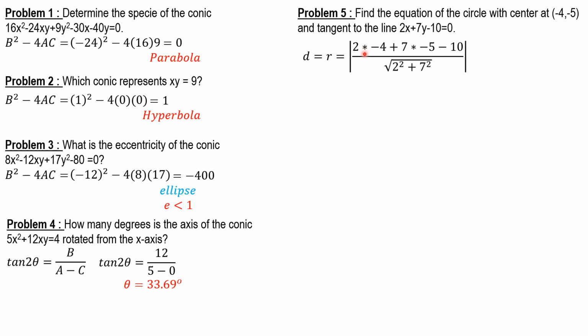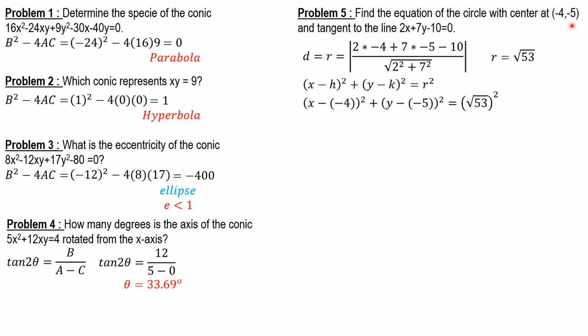So 2 times x1, 2 times negative 4, plus 7 times negative 5, minus 10 all over square root of 2 squared plus 7 squared. It is equal to square root of 53. Then the equation of the circle is x minus h squared plus y minus k squared equals radius squared. So x minus negative 4 squared plus y minus negative 5 squared equals square root of 53 squared.